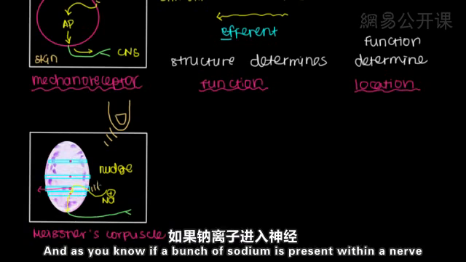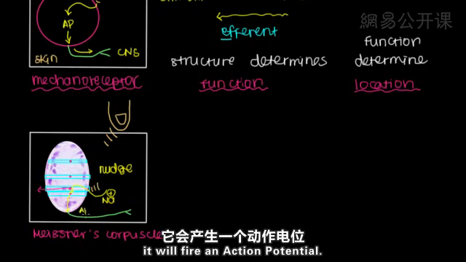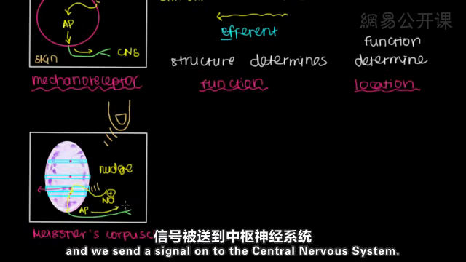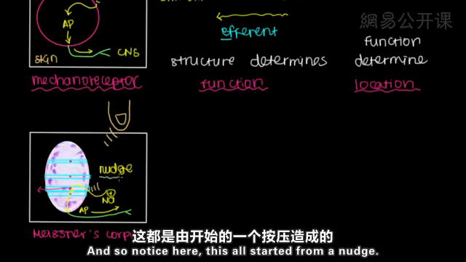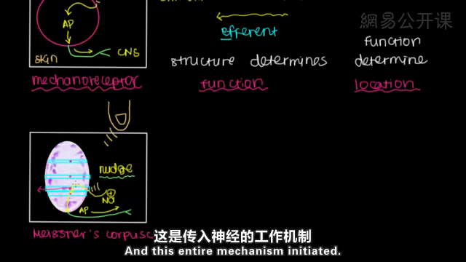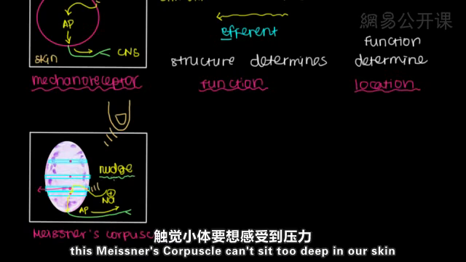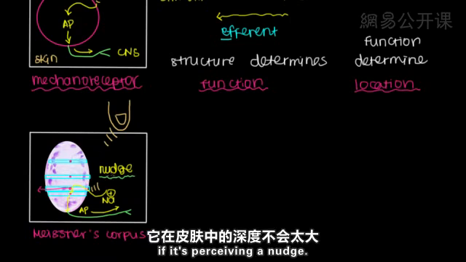And as you know, if a bunch of sodium is present within a nerve, it'll fire an action potential. And that's exactly what happens. An action potential is generated, and we send a signal on to the central nervous system. And so notice here, this all started from a nudge, and this entire mechanism initiated. And so if this is a nudge, the way I think of it is that this Meissner's corpuscle can't sit too deep in our skin if it's perceiving a nudge.